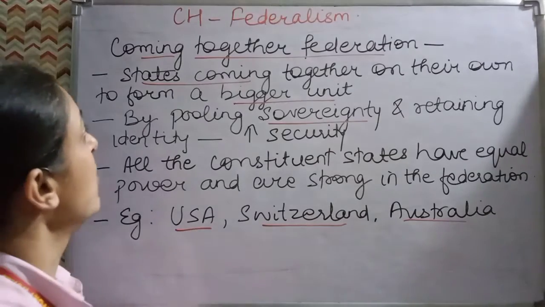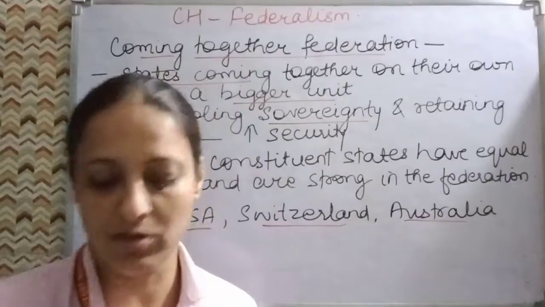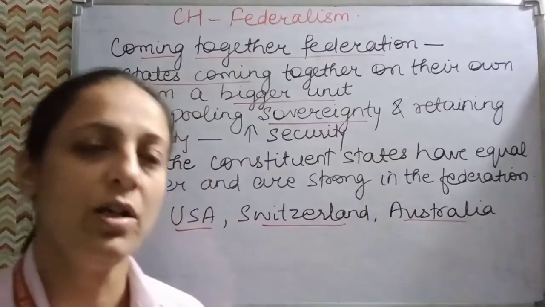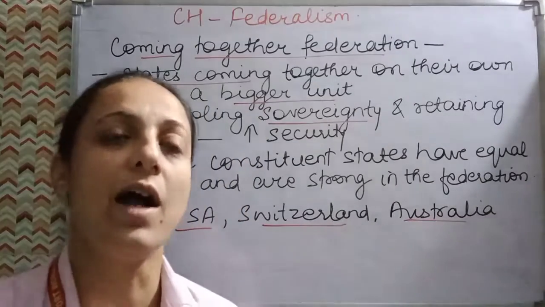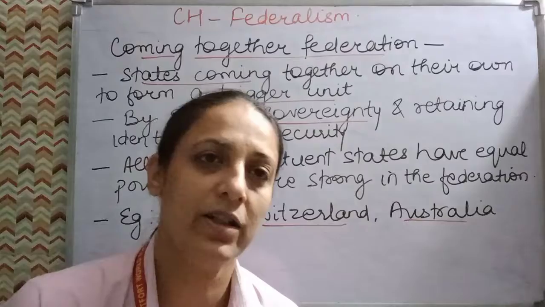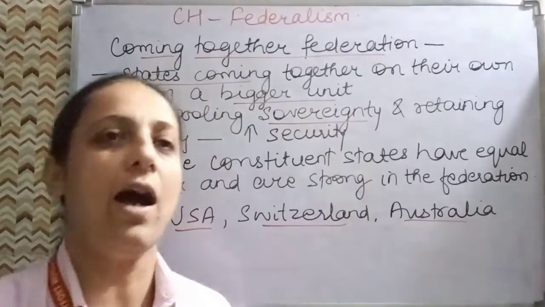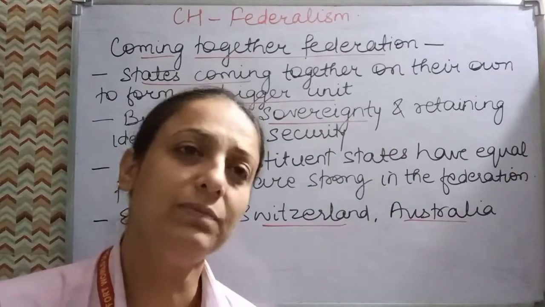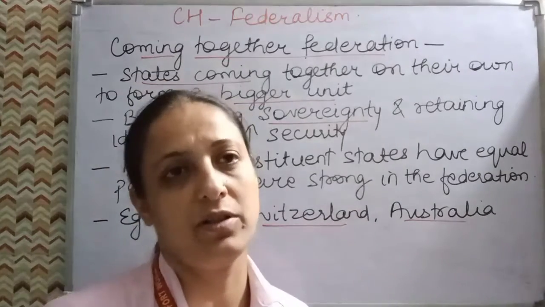The other one is holding together federation. So this was one route through which federations were formed, the coming together federation, and the second one is the holding together federation. In holding together federation, a large country decides to divide its power between the constituent units, that is the states, and the national government, like in our case.